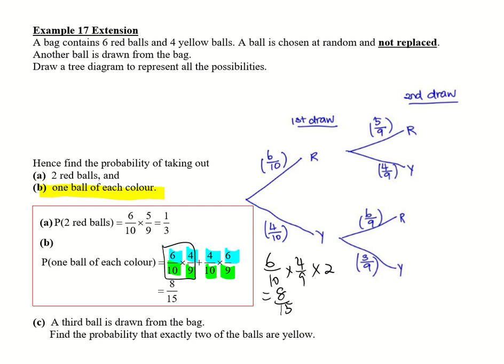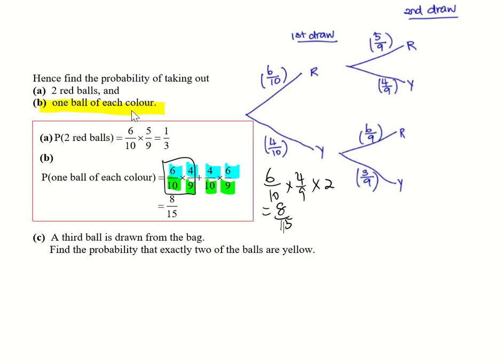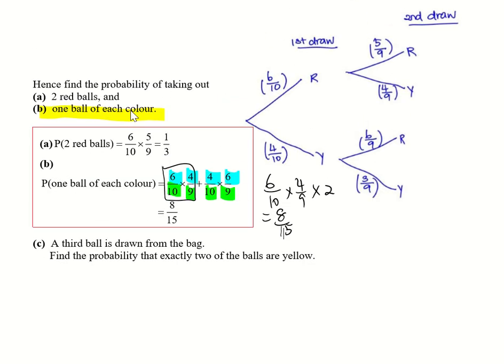So let's say right now we have an extension of the question where a third ball is drawn from the bag. After I draw the first two balls, I draw the third ball, and now find the probability that exactly 2 of the balls are yellow. So what cases do we have?